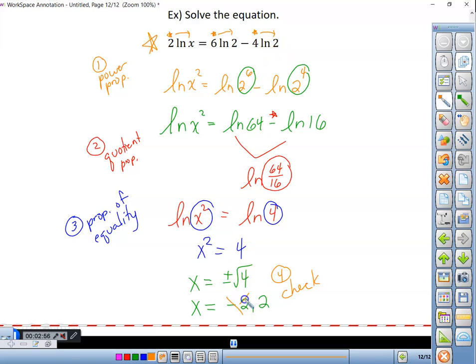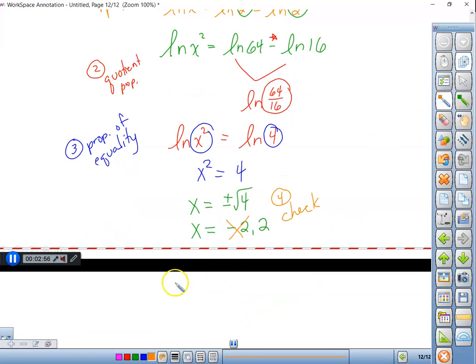So in this case, our -2 is not valid, but 2 is fine because plugging into the original, we get the natural logarithm of 2, and that argument is positive. So our final solution will be that x is equal to 2.